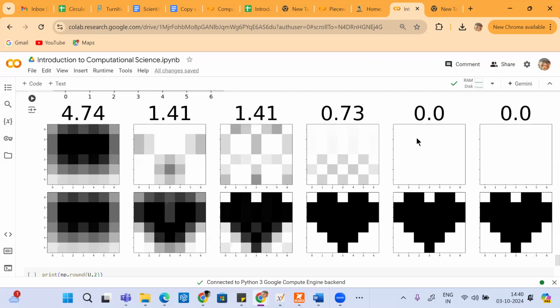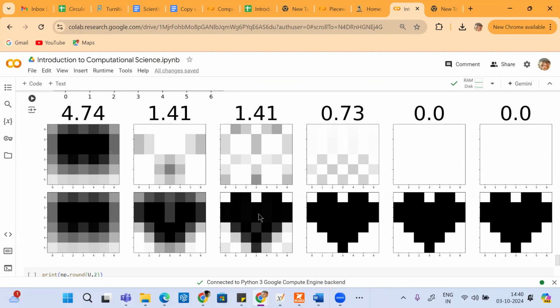So you can remove these two, right? These two singular values, and it will automatically compress your image. Even if you remove these two, there will be some change in your image, so it depends totally on you how much you want to compress your data. I can stop here also. It still looks to me like a heart.